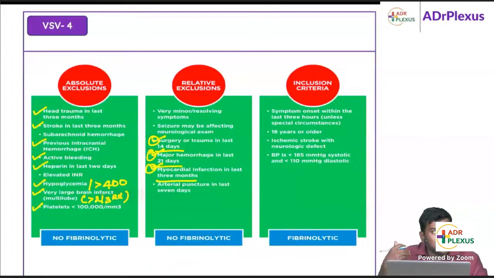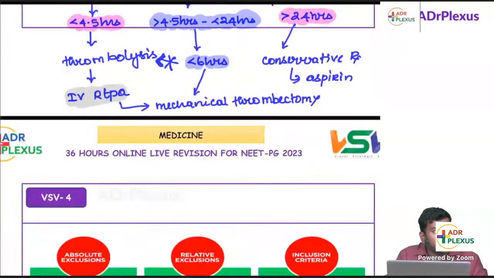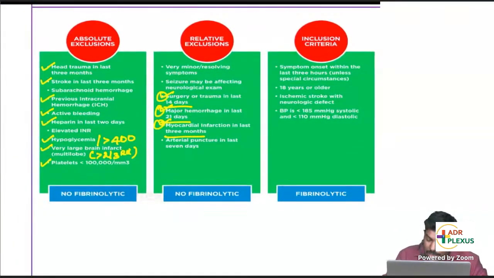What is the indication? If it is up to 24 hours, you go for thrombectomy, mechanical thrombectomy.